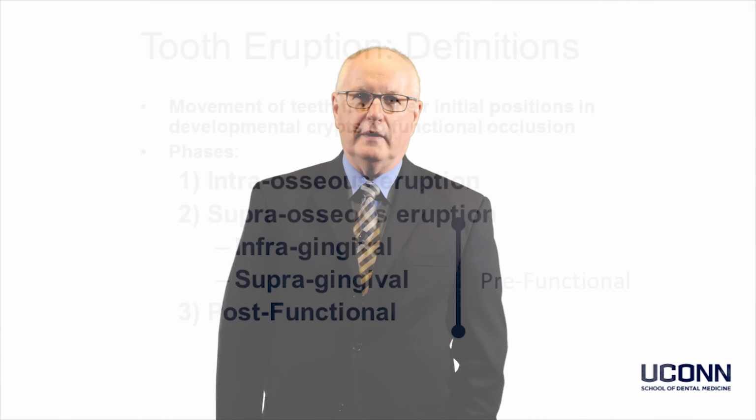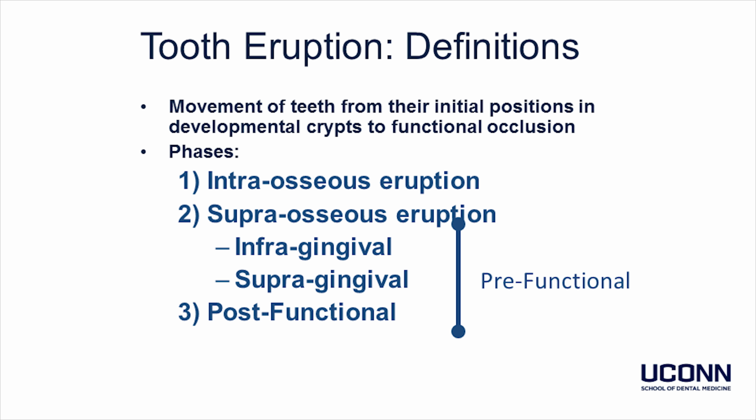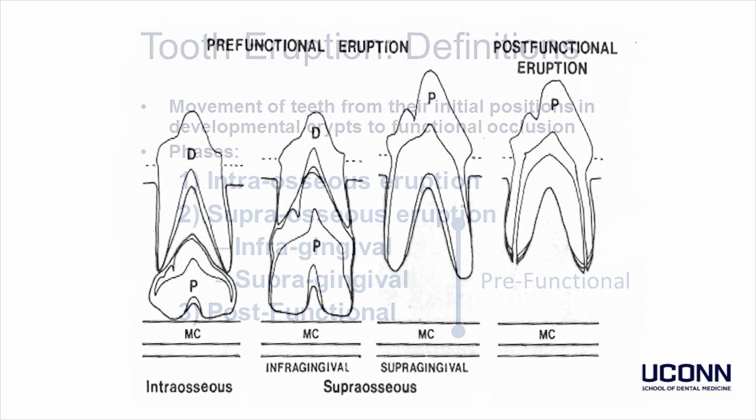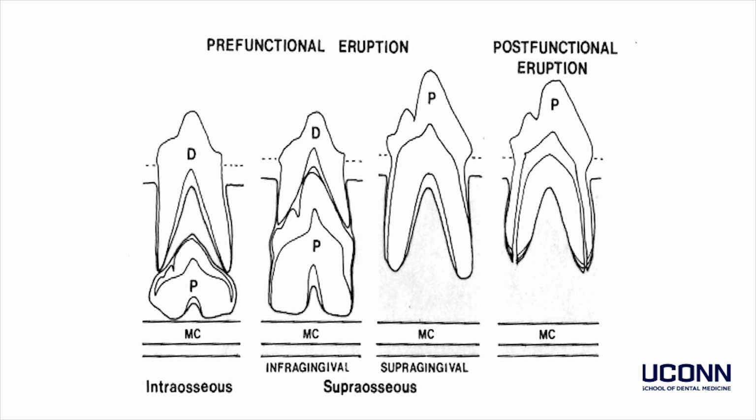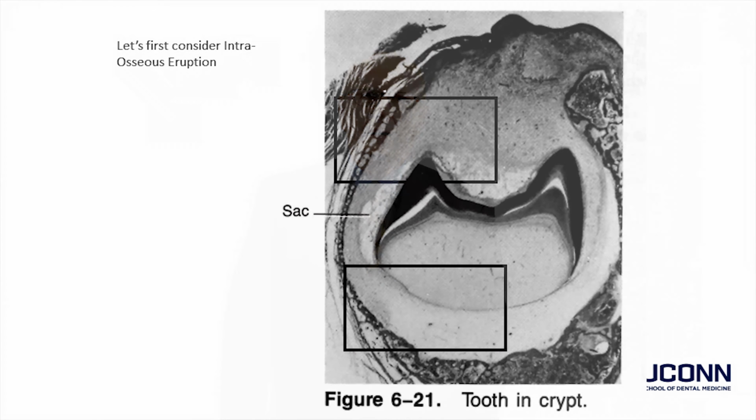Let's go on. For each tooth, there are 3 phases of eruption: the intraosseous phase, the supraosseous phase, and the post-functional phase. I'm going to let you read up on that last phase, the post-functional phase, on your own. The intraosseous phase is the slowest phase because it's within bone. And in there, tooth movement is only about 1 to 10 microns per day. The supraosseous phase, which follows intraosseous eruption, and as the tooth moves through the overall gingiva and into the oral cavity, is much faster, about 75 microns per day.